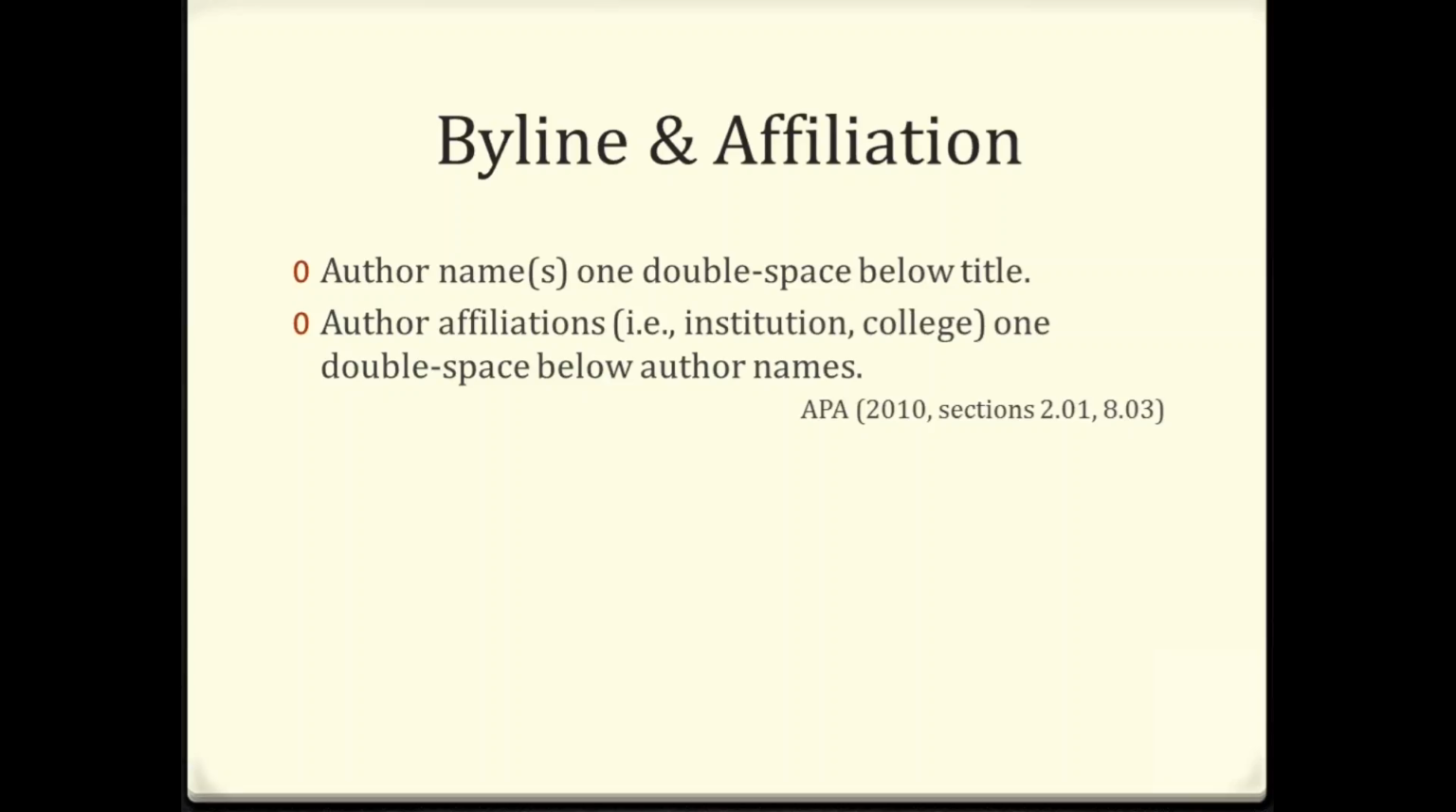Typically, it's going to be just you. Put your first name, your middle initial if you want, and your last name. Don't include credentials. And then below your author name, you're going to have the institutional affiliation, which is going to be Allen College if you're writing a paper for Allen College. These are all going to be spaced out with a double space.